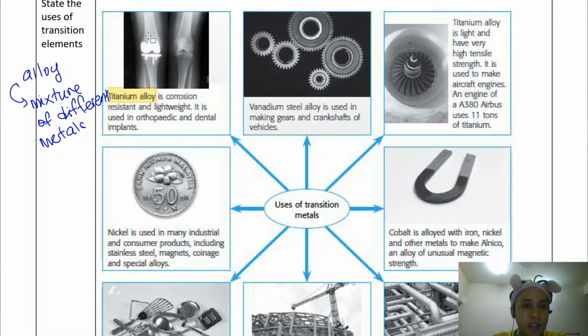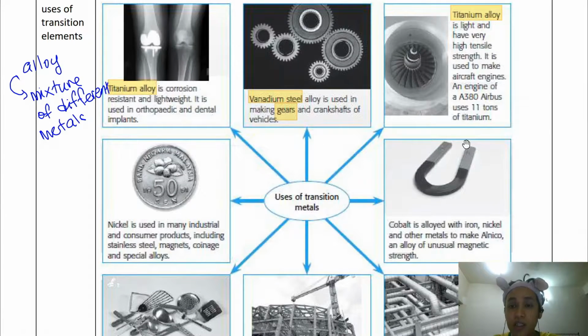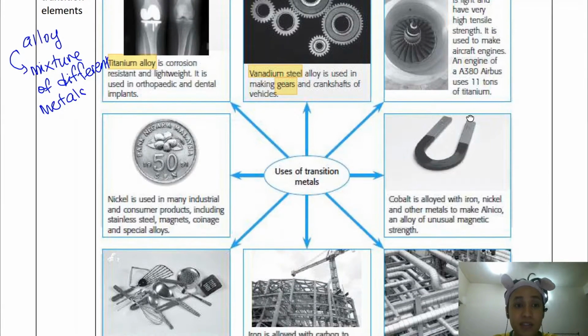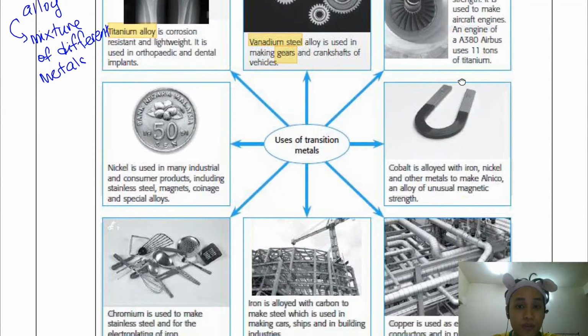So titanium alloy is used for orthopedic implants, because it does not corrode. You don't want to put a metal that corrodes inside your body. It'll be funny, right? And then gears, your car gears, motor gears or whatever. For this one you're using vanadium steel. And then again titanium alloy. You see the functions of titanium alloy are a lot. Aircraft, they use titanium alloy because it's light and highly resistant. That's why we can use it for your aircraft.